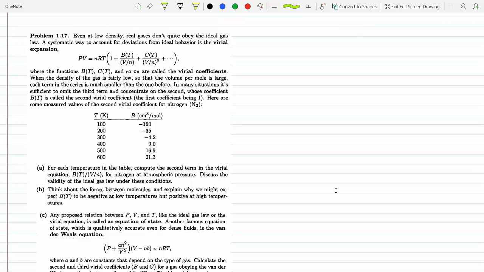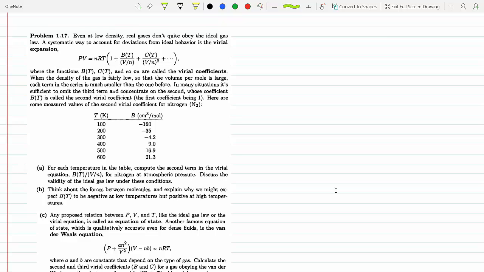In part A, it says to find the second term in the virial equation, B of T divided by V over N, for nitrogen at atmospheric pressure. Okay, let's do that. I'll do it for one temperature, and they're all the same. It's just plugging in numbers. So I'll just do it for the first equation.